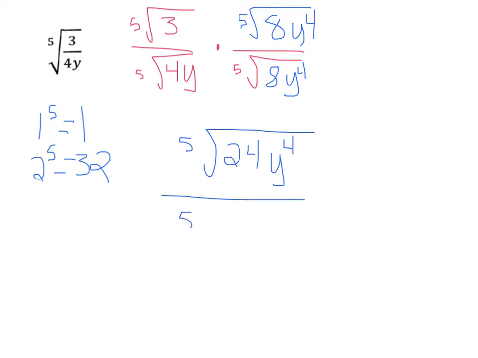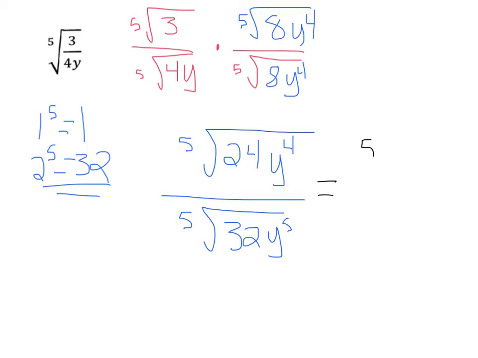On the bottom, I have the fifth root of 8 times 4 is 32, which is what I know because I was planning on that. And then I have y times y, and you add exponents, so I would have y to the fifth.